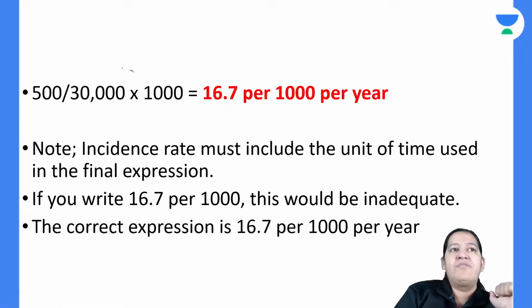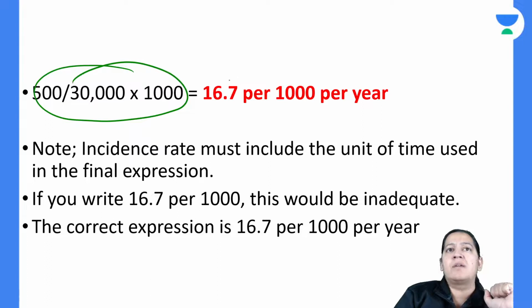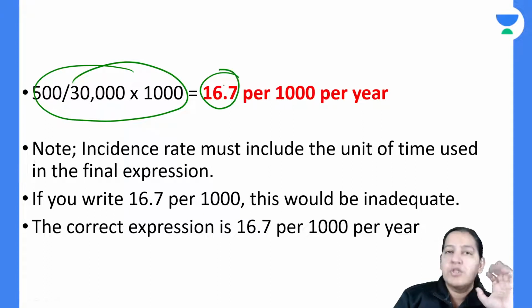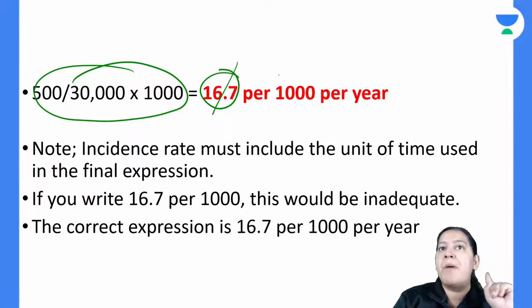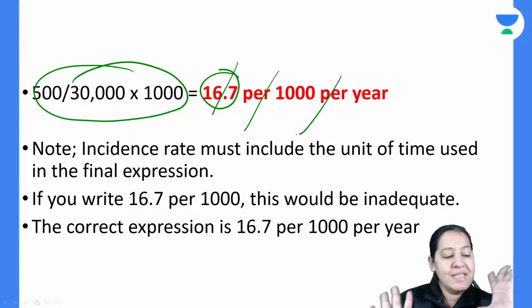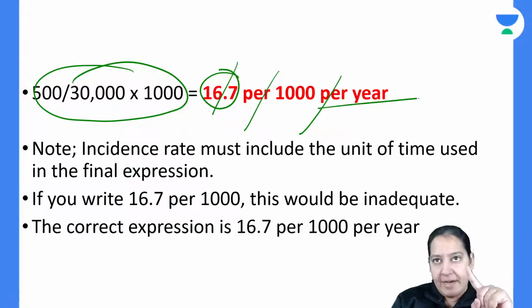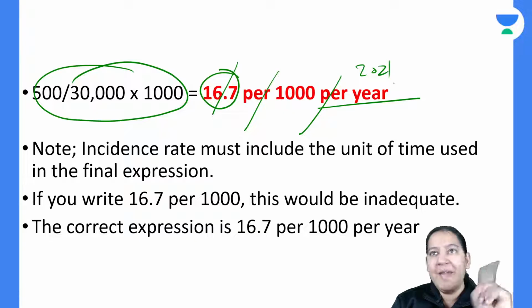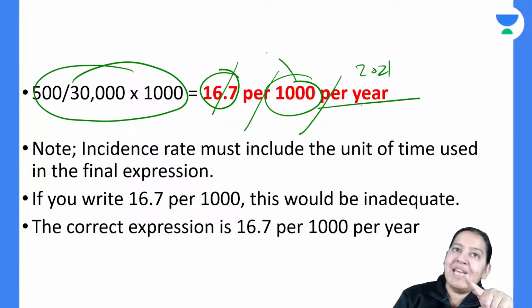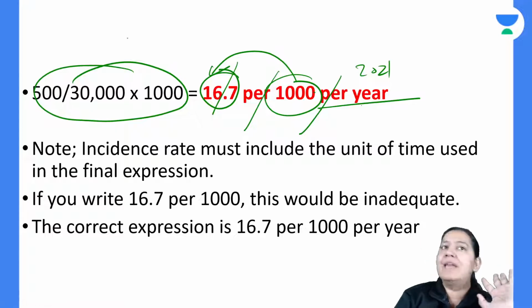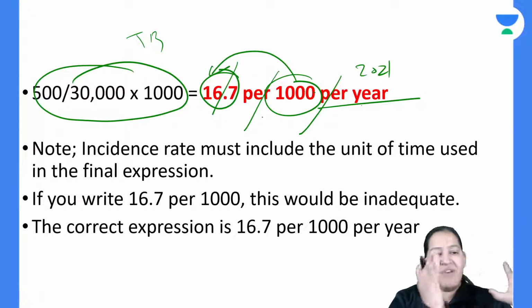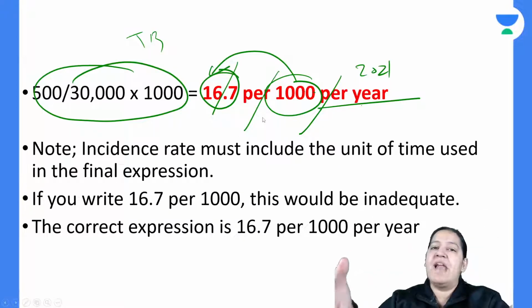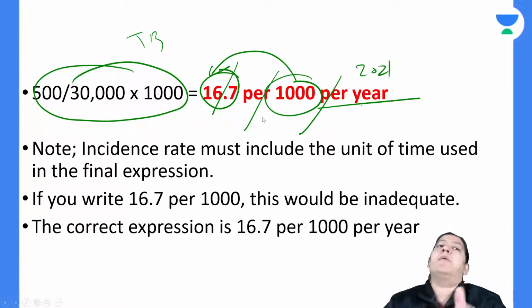Please apply it. So 500 upon 30,000 into 1000, answer is 16.7. So my answer is 16.7 per thousand per year. So what does it mean? In 1 year, if my year is 2021, it can be any year, so in 2021, in every 1000, 16 patients have TB, if my illness is TB. So in the first 1000, 16.7 will have TB. In the second 1000, 16.7 will have TB. In the third 1000, 16.7 will have TB.